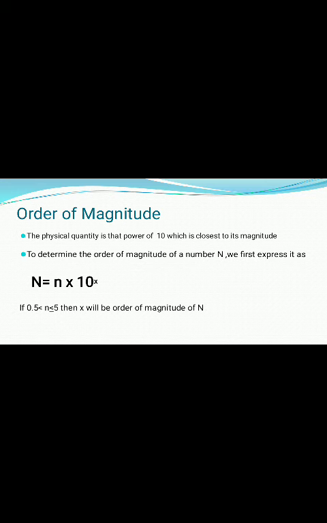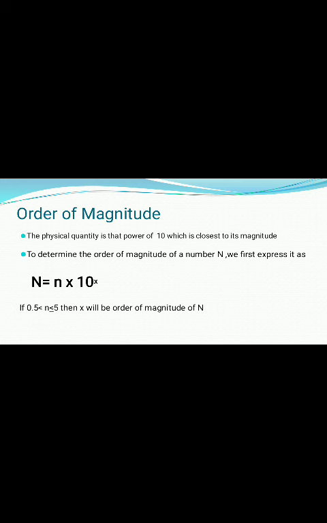To determine the order of magnitude of a number capital N, we express it as capital N equals small n into 10 raised to x. Here x stands for the order of magnitude. So what is its limit? If 0.5 is less than n, and n is less than or equal to 5, then x will be the order of magnitude of capital N. So we have to know this rule.